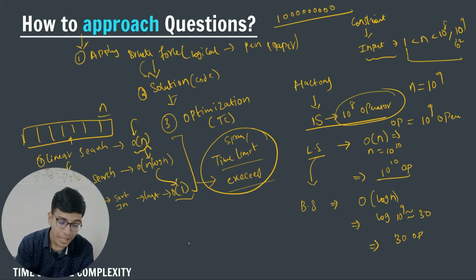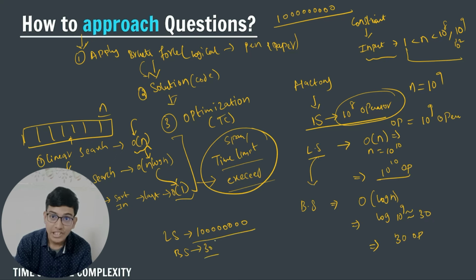By applying linear search, how many operations are we performing? 1 2 3 4 5 6 7 8 9 zeros. After that, how many operations are we performing by applying binary search? 30 operations. So you can see that there is a huge difference in terms of efficiency of our code.